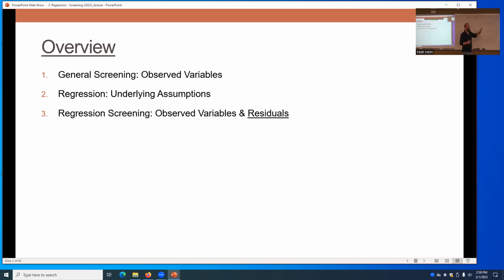Then we're going to talk about underlying assumptions of regression, and then we're getting into the new stuff, which is looking at screening observed variables and residuals within the context of regression. Okay. Please read chapter 4 of Tabachnick and Fidell. Have good notes, that will make your life exponentially easier as we start to get into regression, because this is going to get thick. There's a lot of concepts to keep track of. Make sure that you read that and take good notes.